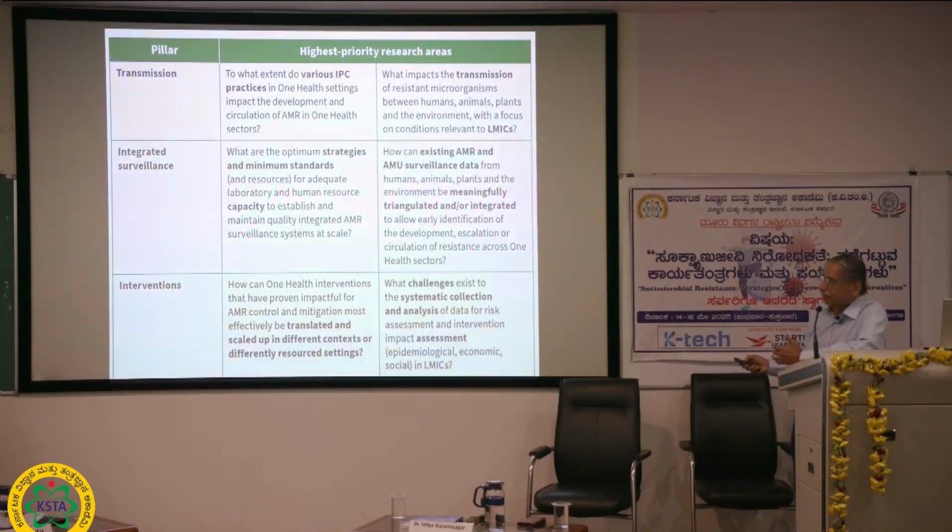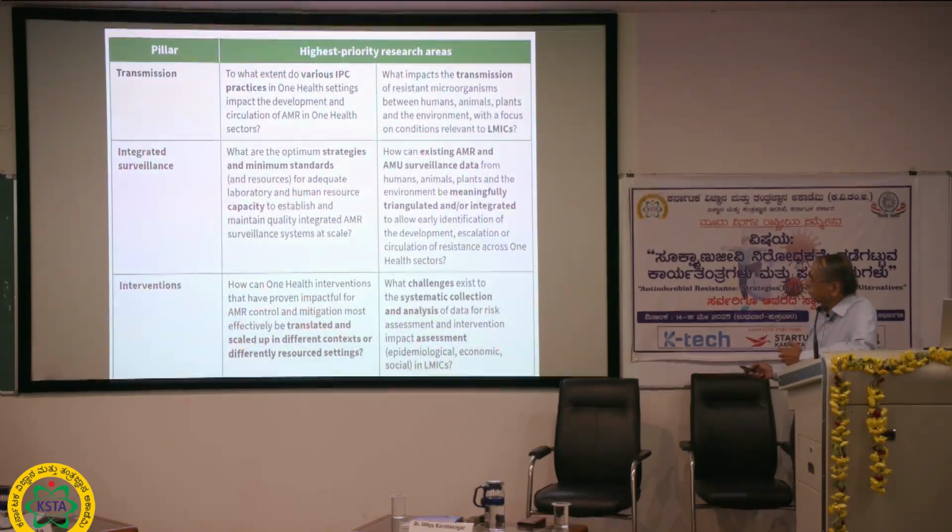To establish and maintain quality of integrated AMR surveillance system at scale. Then how can existing AMR and AMU surveillance data from humans, animals, plants and environment be meaningfully triangulated or integrated to allow early detection of development, escalation or circulation of resistance across health sectors? So these are the major research priorities in terms of integrated surveillance.